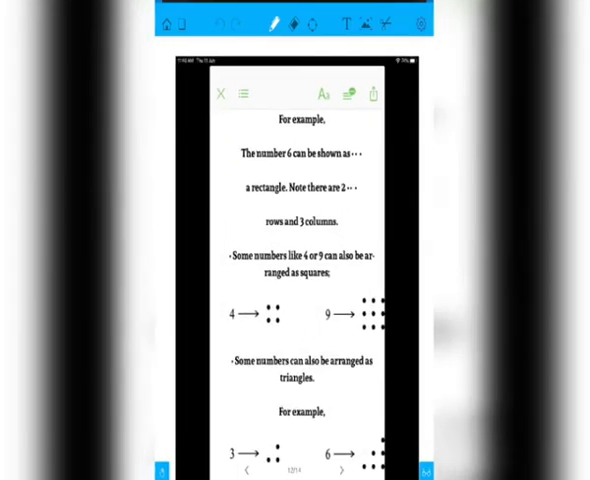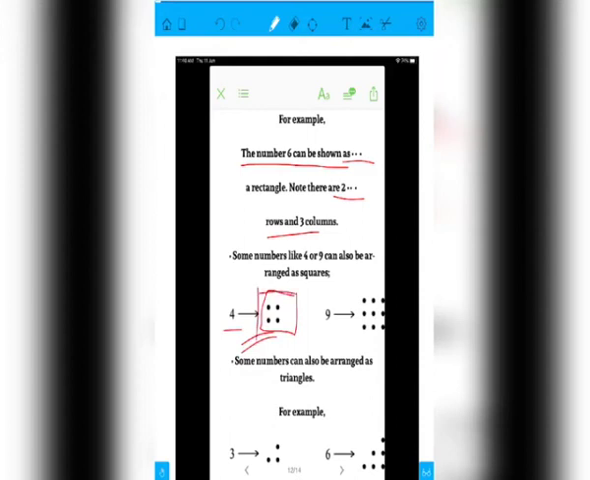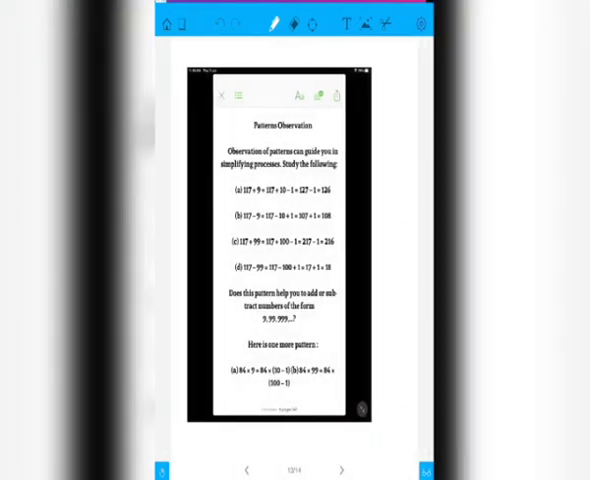For example, the number 6 can be shown as 2 rows and 3 columns. For example, 4 I can show in square form, like 2 by 2 dots, or 3 by 3 dots. So a number is in the form of a square if the number of dots horizontally and the number of dots vertically are the same.